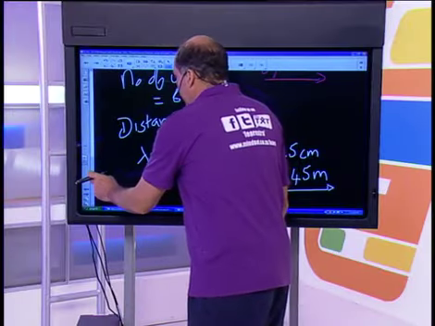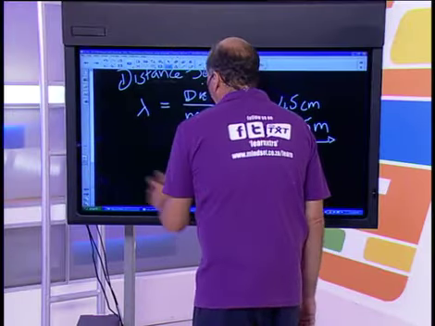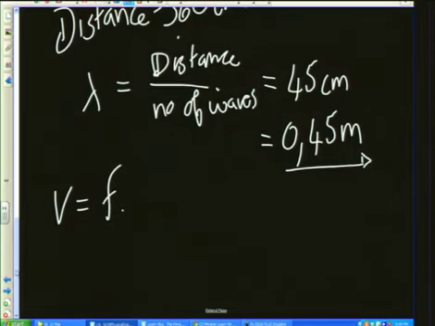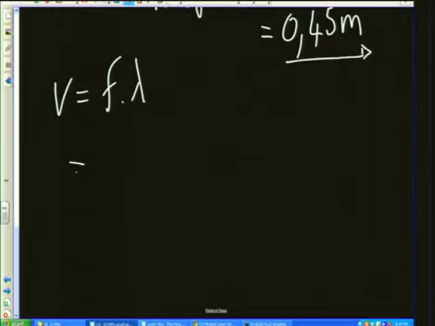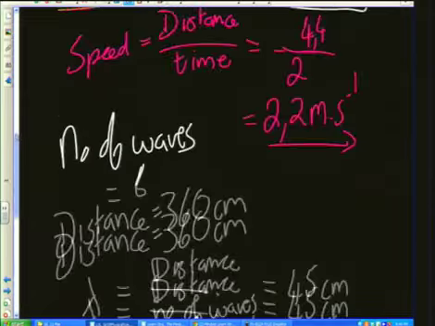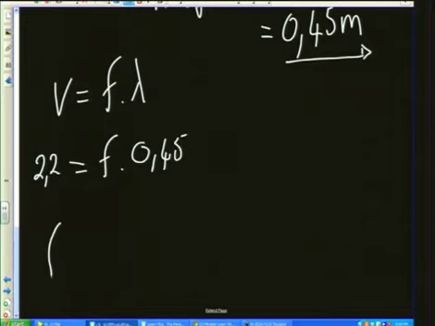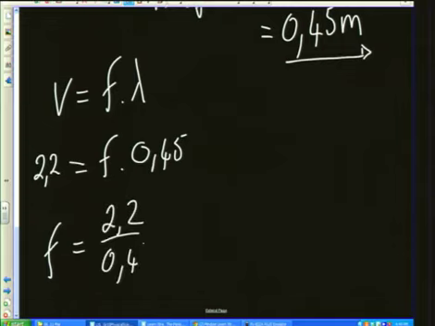Last question was about frequency. Now, we know the relationship between speed, wavelength, and frequency is the wave equation, is this one. And so we have already worked out the speed is 2,2. Substitute that in. We've got the wavelength as 0,45 meters. Let's get frequency. Frequency is then going to be 2,2 divided by 0,45.